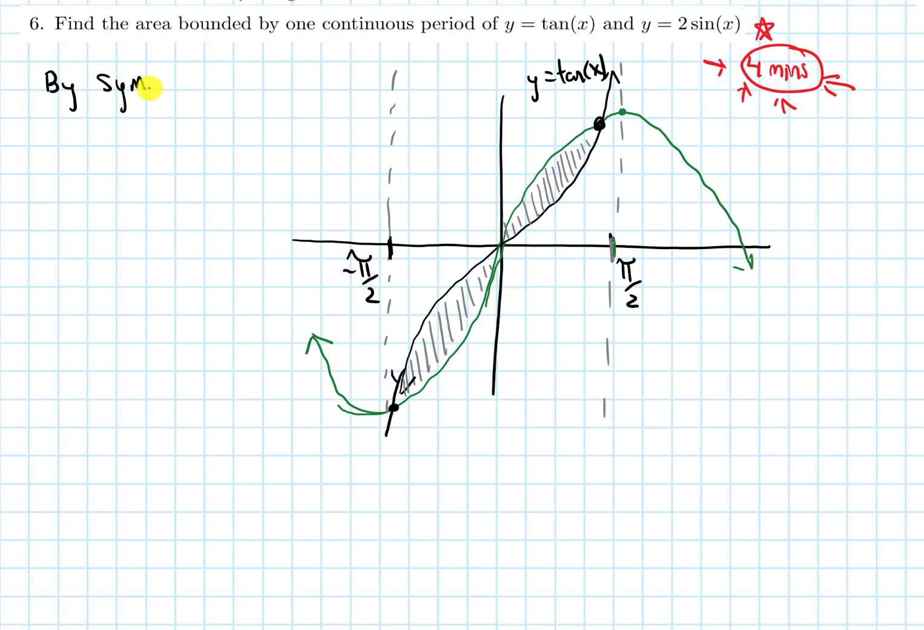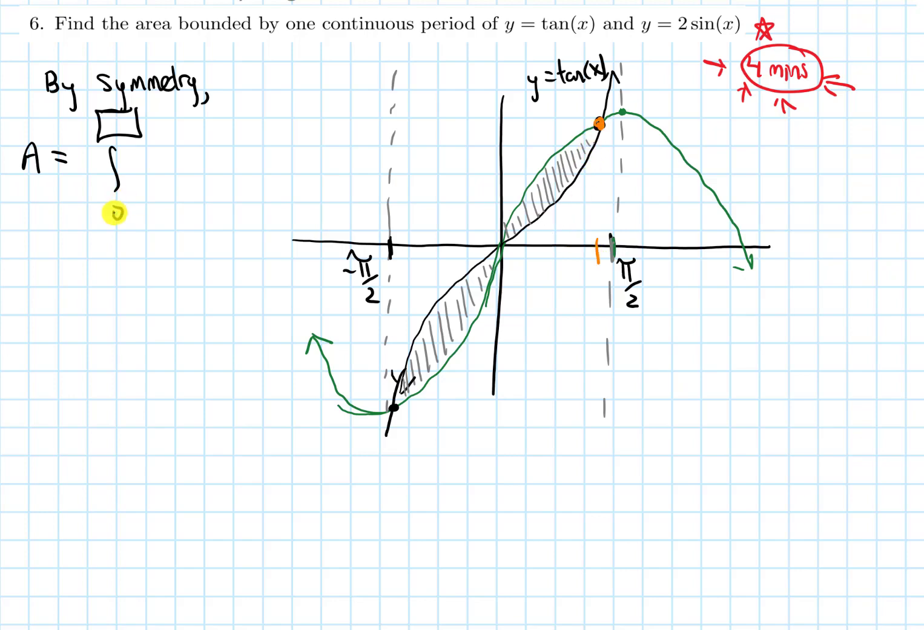By symmetry, that area I can find by just doing the area from 0 to pi over 2. Whoops, sorry. I actually don't know that it's pi over 2. Let me put a box because I will need to figure out where this intersection point is. So I'll need to solve for that.